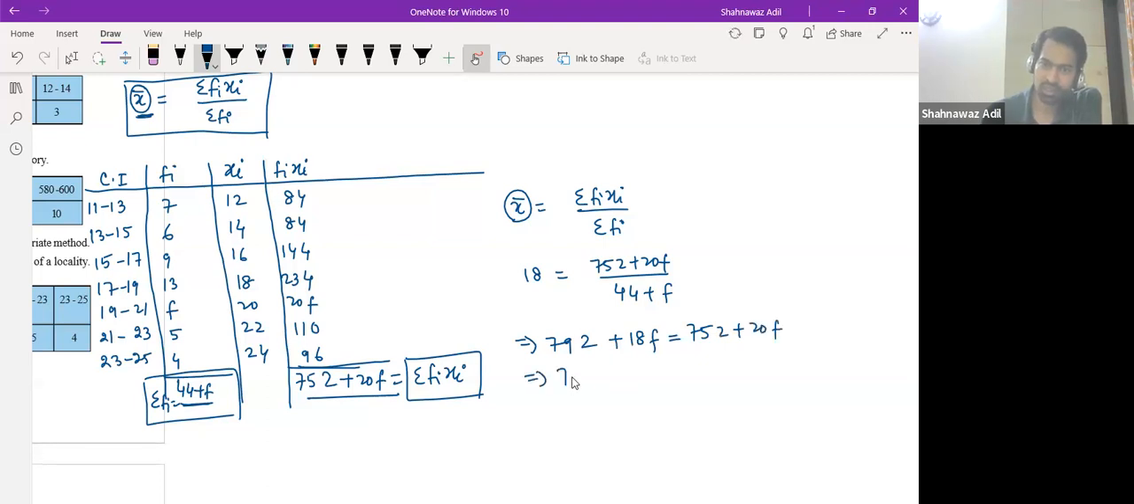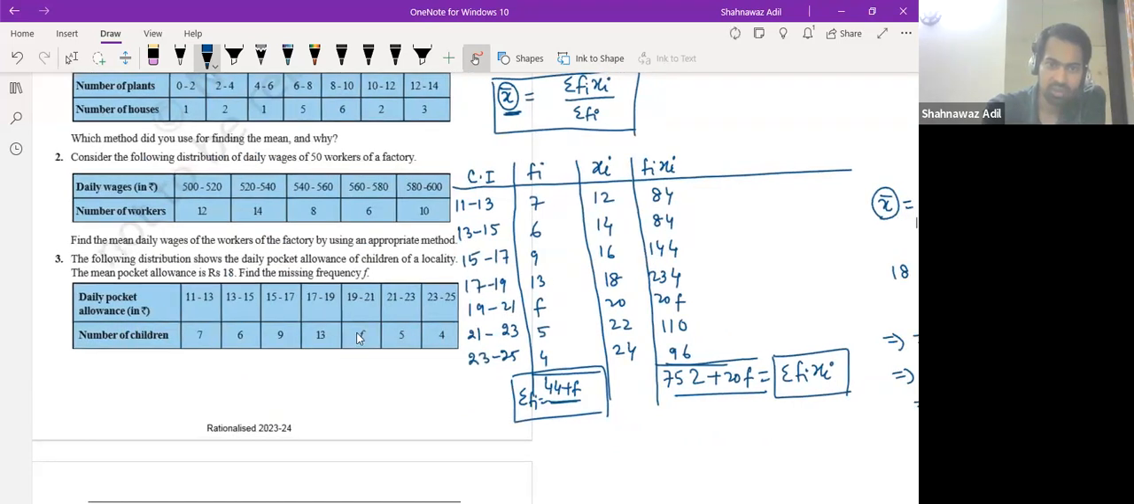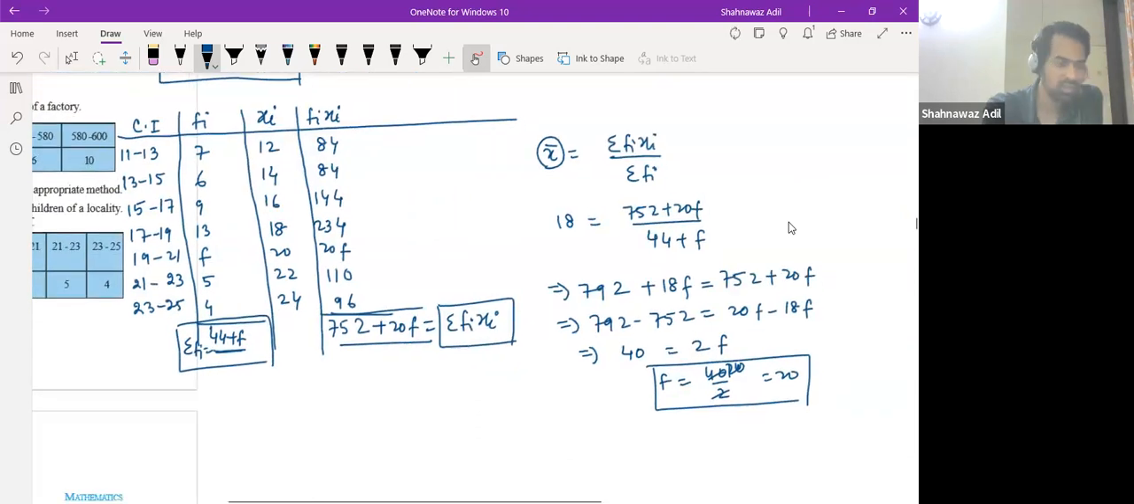So 792 minus 752, and then 20F minus 18F. So this is 40, and this is 2F. So F would be 20. Okay, so 64 are the total terms. Yeah, so 20. Okay, can you guys check the answer from the NCERT? Let me check. This is a very high value, right?